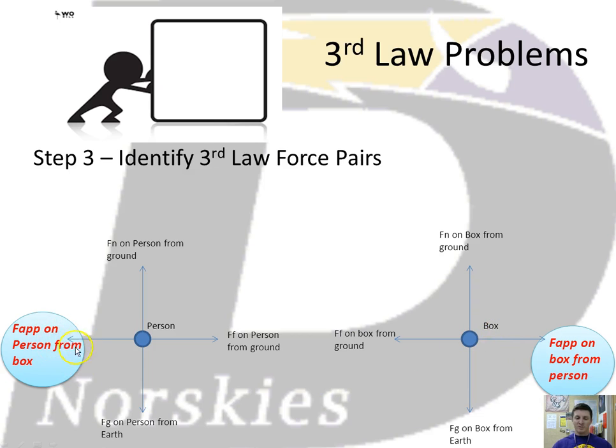If we look at the person's force diagram, now we have the force applied on the person from the box going to the left. So these would be the force pairs right here: force applied on the person from the box, and force applied on the box from the person. They are equal in strength, opposite in direction, and that's essentially what we want you to understand. You have to know the law, and use it and apply it to a situation like this and identify the force pairs.